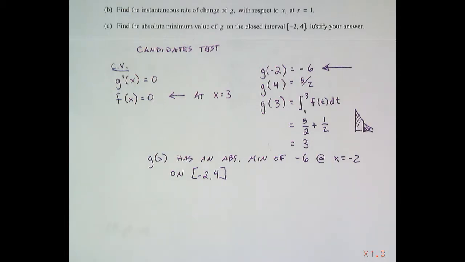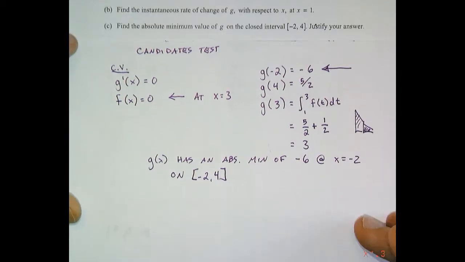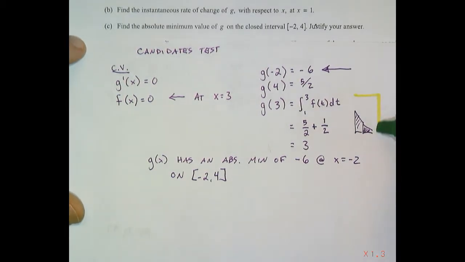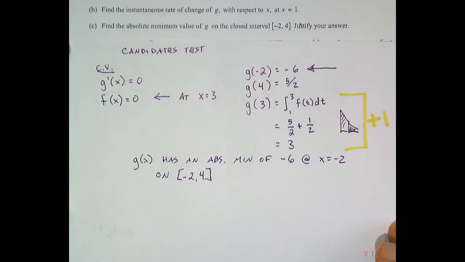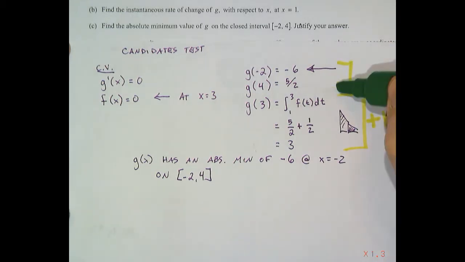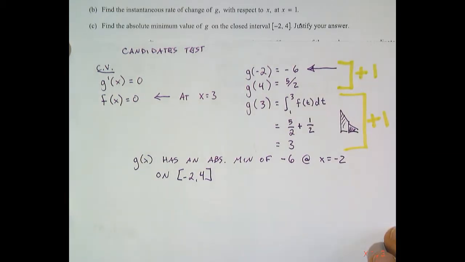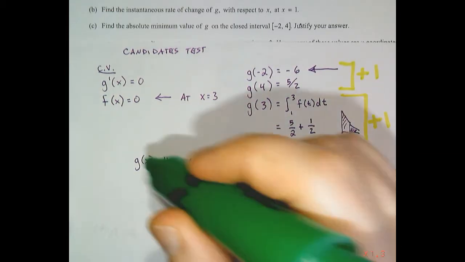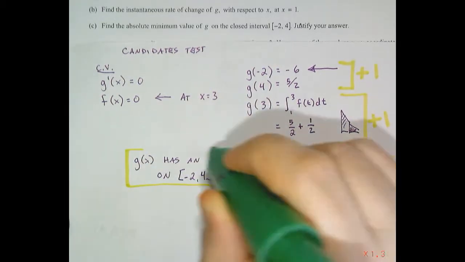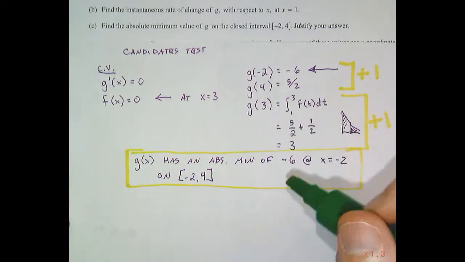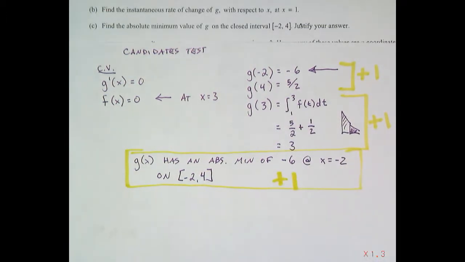Okay, so for part C, there's going to be worth 3 points, and one of the points comes from analyzing the interior. So in other words, finding the critical value and figuring out where the function is at that point. And then 1 point comes from analyzing the exterior, i.e. the endpoints. And then your final point comes from identifying what the absolute minimum value of g is. So the absolute minimum value is negative 6. On to part D.